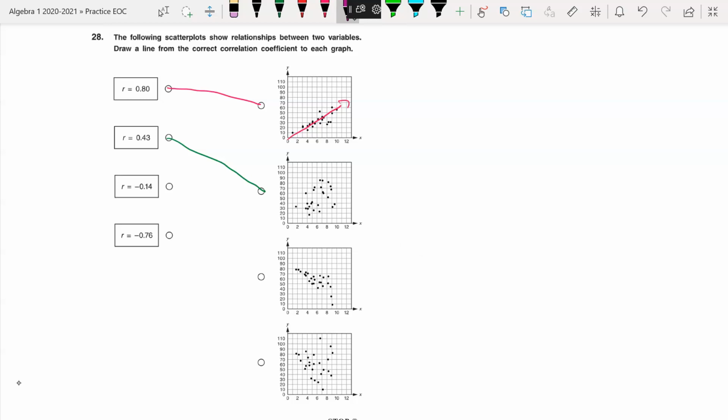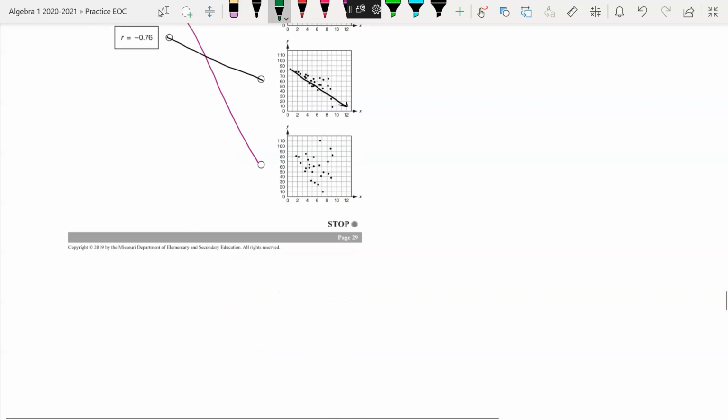The negative 0.14 would be down here. This one's going down, even though it's all spread out all over the place. And then negative 0.76 would be the one that's third, because it's going down and they're pretty close together, which means it's going to be closer to negative 1. The negative just tells you that's a negative slope. So that's number 28.